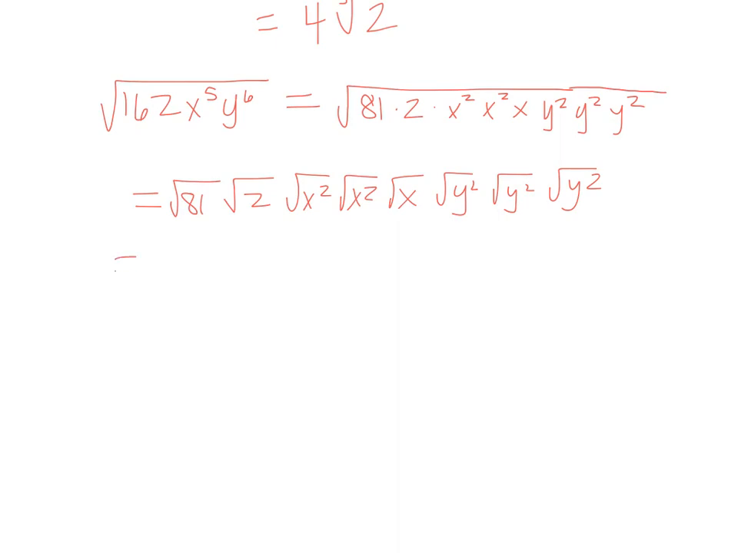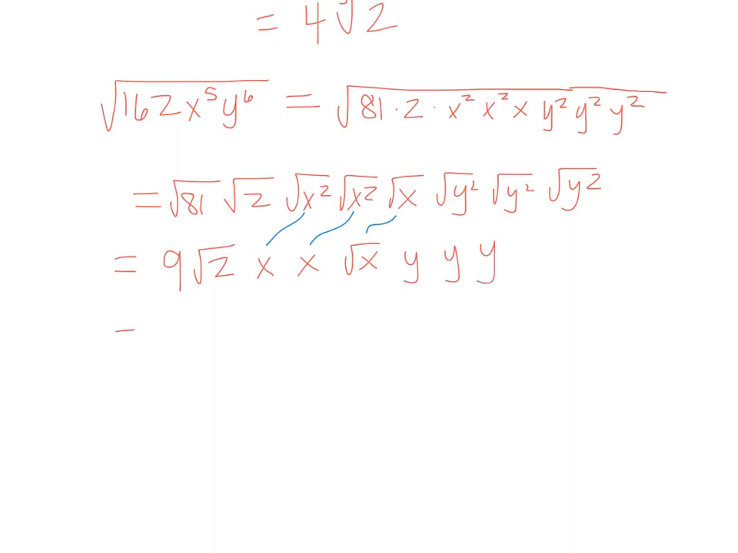Now, going through and simplifying, square root of 81 is a 9. Then the square root of 2 stays like it is. Square root of x squared is just x, and then another square root of x squared equals that x. And then square root of x just stays as it is. We can't do any simplifying there. Then we take those square root of y squareds, and those are all going to simplify to just a y.